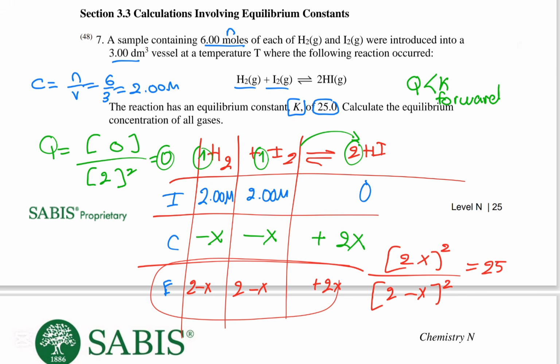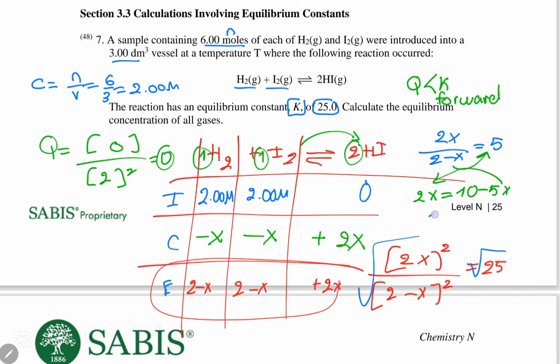So now what I could do is take the square root here and here. So then I'll end up with 2x over 2 minus x is equal to 5. Always take the positive value, okay? So you move 2 minus x to the other side. I got 2x is equal to 10 minus 5x. I'll move this to the other side. 7x is then equal to 10. So then x is equal to 10 over 7.